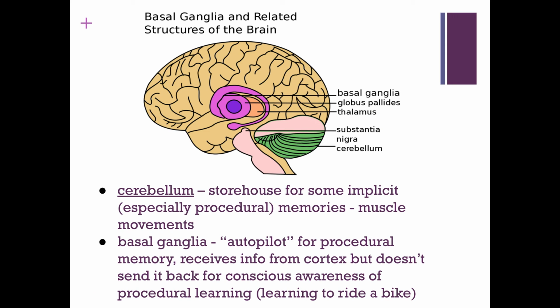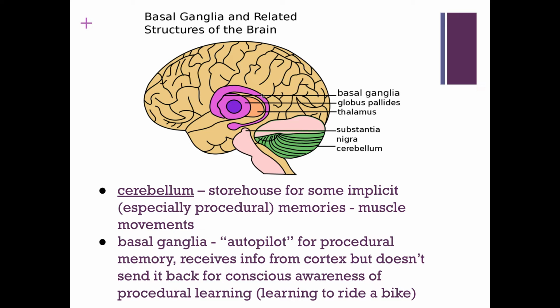Some structures in the brain that are important when we're talking about procedural or implicit memories are the cerebellum. This is the storehouse for some of our implicit, especially our procedural memory, like riding a bike and brushing our teeth and all those things, and any kind of muscle memory. And then this other really important part called the basal ganglia. The basal ganglia is like your brain's autopilot. It's what makes us such creatures of habit.